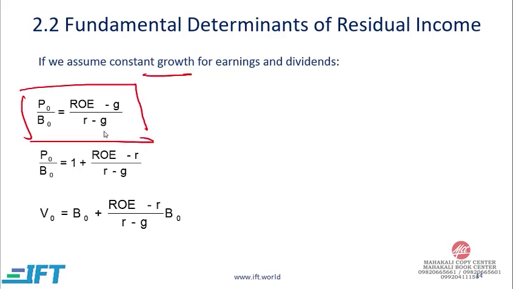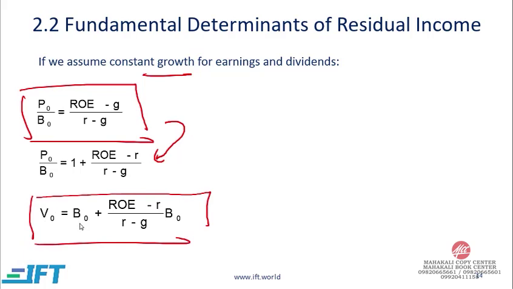Do you remember this relationship from the previous reading? Price to book value is (ROE minus G) over (R minus G). This can then be written like this. ROE minus G can simply be algebraically written like this, which then can be written like this. The value at time 0 is B0 plus this relationship.